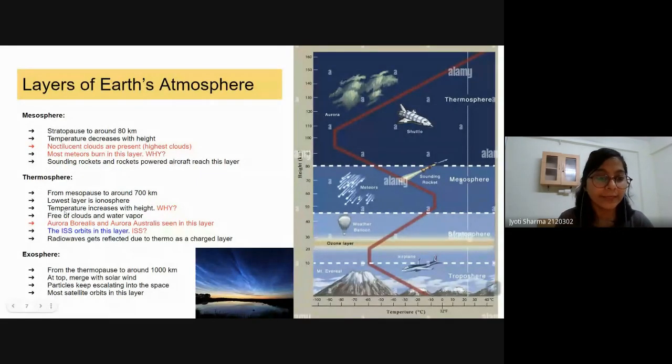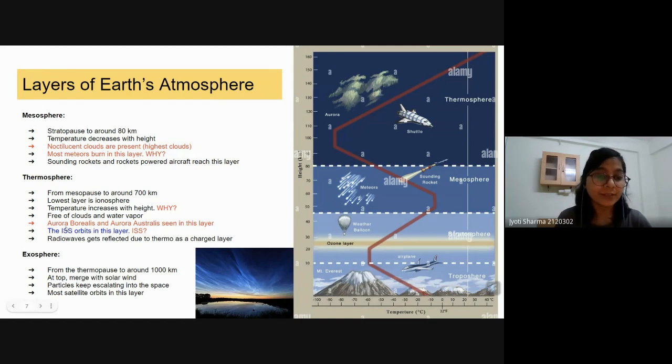Okay, then here temperature increases with height. Why is this happening? Because here the gases are absorbing the ultraviolet radiation, the X-rays, every type of radiation the gases absorb here. That's why here the temperature increases with the height. Because at that height there will be rarely any water vapor or cloud. So this thermosphere is free of cloud and water vapor.